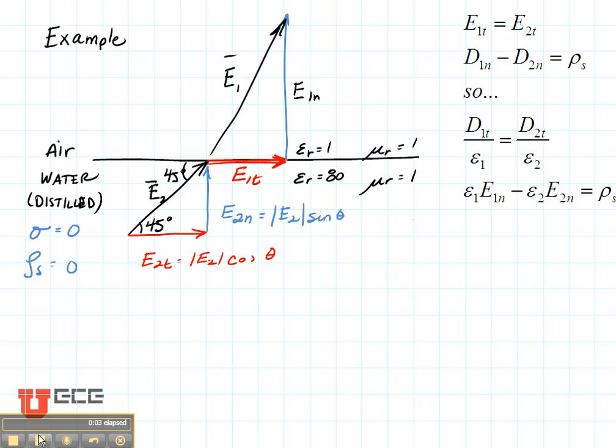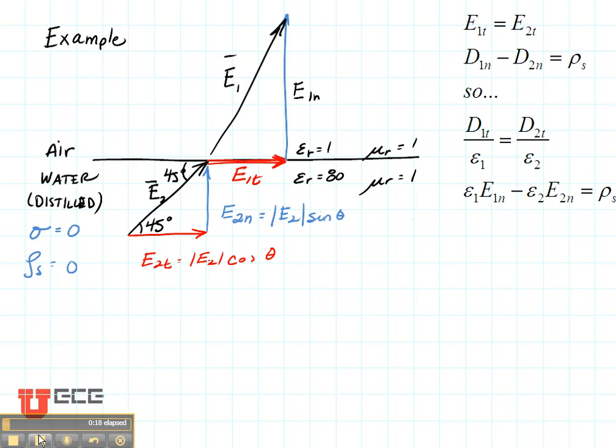Now let's do a couple examples of boundary conditions. Here's one for the electric field boundary condition. Let's suppose that we know E2 is coming in at 45 degrees. E2 is given by some magnitude, and we can see the angle as shown.